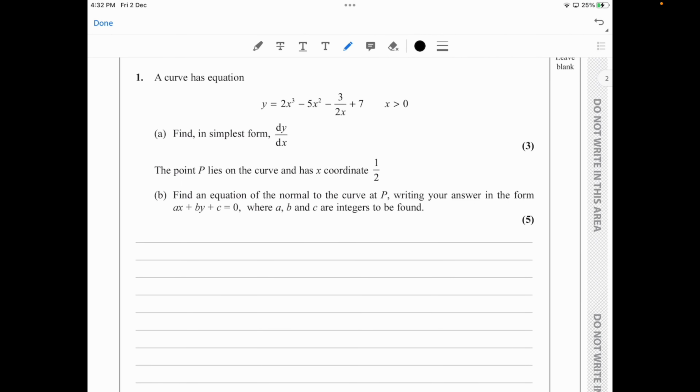Now, the first question is: a curve has equation y is equivalent to 2x^3 minus 5x^2 minus 3 divided by 2x, plus 7. x should be greater than 0. We have to find, in simplest form, dy over dx.